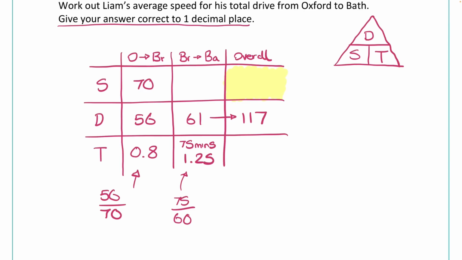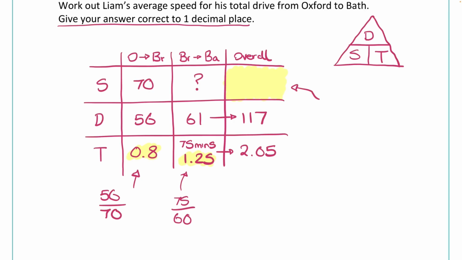So those times we now can add together, 0.8 and 1.25. That'll give us our total time for the overall journey. So 0.8 plus 1.25, and that comes out as 2.05, and that's in hours. As it's in hours, we can actually now work out that overall speed. We didn't need to work out this box just here. Of course, just because we've drawn an empty box doesn't mean that we actually had to work it out. The actual speed for that second part of the journey doesn't necessarily help us, because to work out the overall speed, we need the overall distance and the overall time.